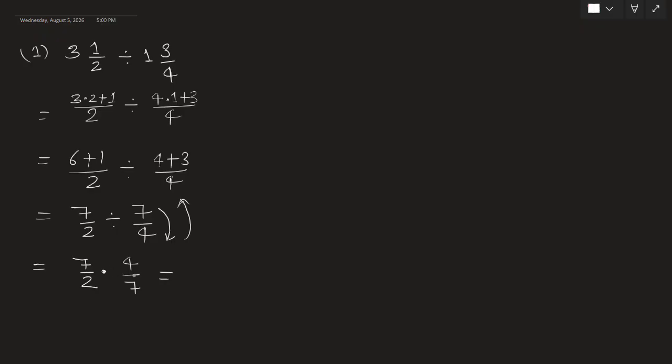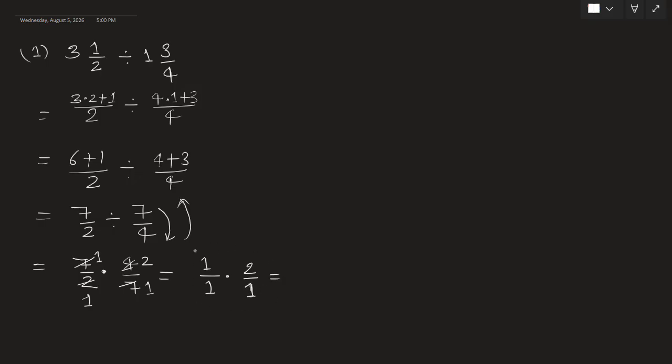This 7 and this 7 are divided by themselves, 7 times 1 and 7 times 1, and this 4 and this 2 are divided by 2, 2 times 1 and 2 times 2 is 4. So we have 1 over 1 times 2 over 1.